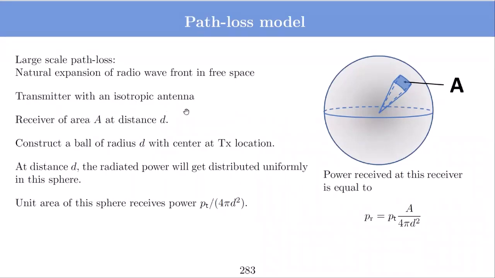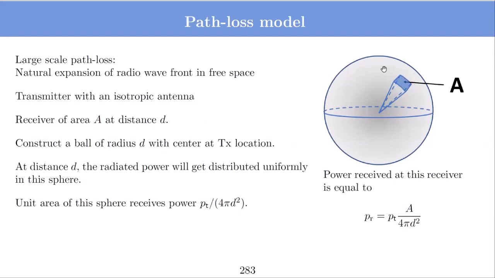Suppose the transmitter has an isotropic antenna, and then you have a receiver of area A at distance d. Because of the isotropic antenna, electromagnetic waves are expanding in all directions. So if you construct a ball of radius d with center at the transmitter location, the receiver, because it is at a distance d with area A, will be just a small part of this ball. I constructed this ball with the same radius as the distance of the receiver.